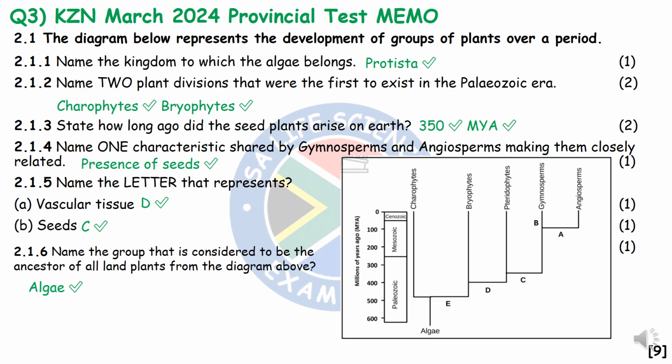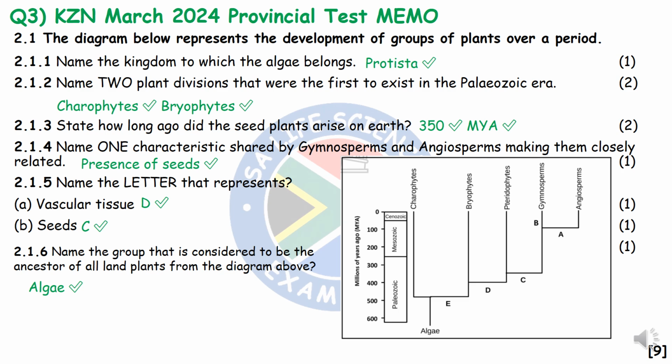Question 2.1.4, name one characteristic shared by Gymnosperms and Angiosperms, making them closely related. That would be the presence of seeds. The word sperm in Gymnosperm and Angiosperm means seed.